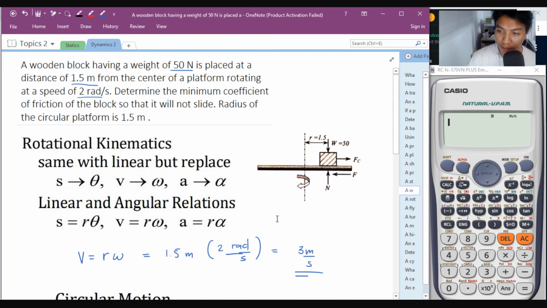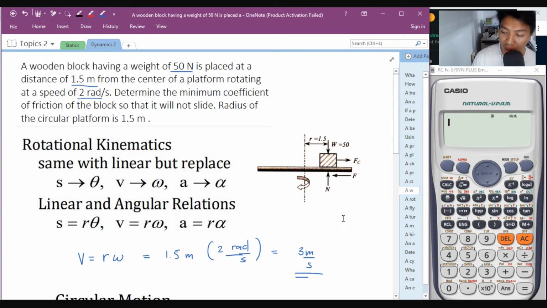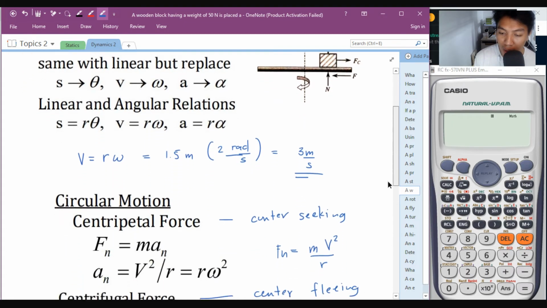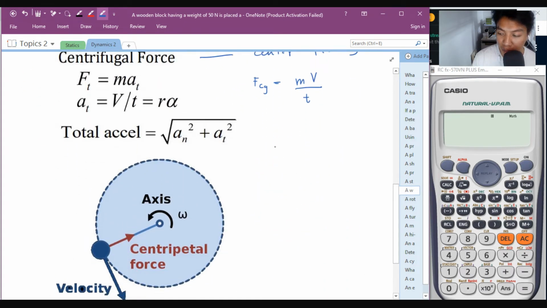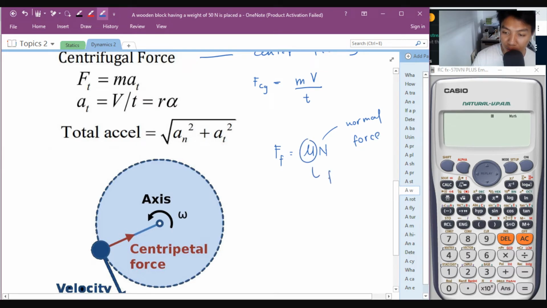Let us first find FC. If you make a free body diagram, what are the forces counteracting each other? What we are looking for here is the minimum coefficient of friction, so we can get the friction from that. The frictional force counteracting the slide of the body is equal to mu times N, where N is the normal force and mu is the coefficient of friction.